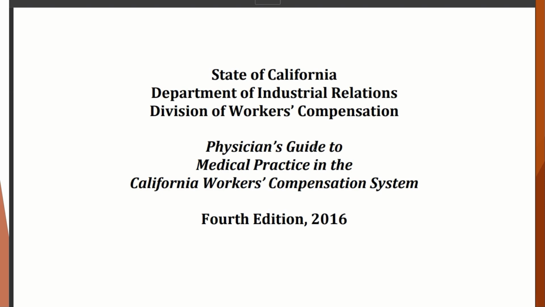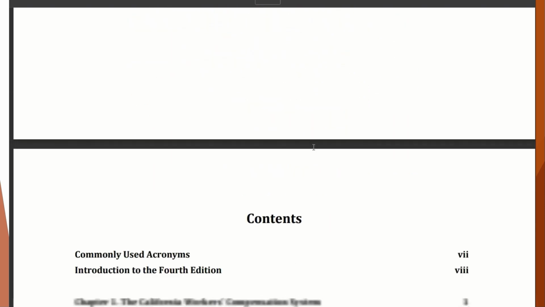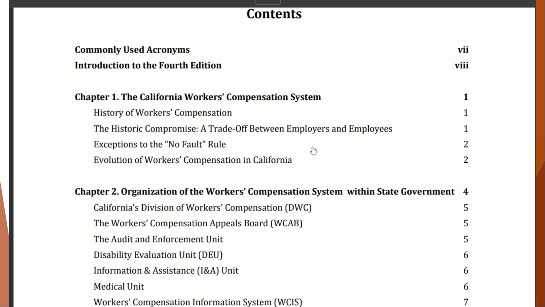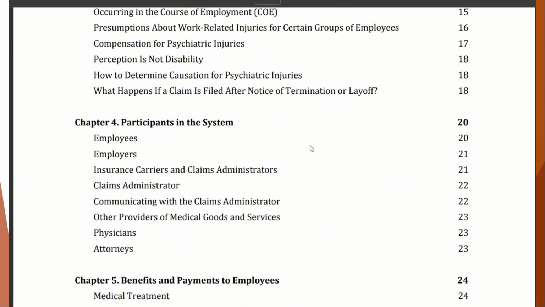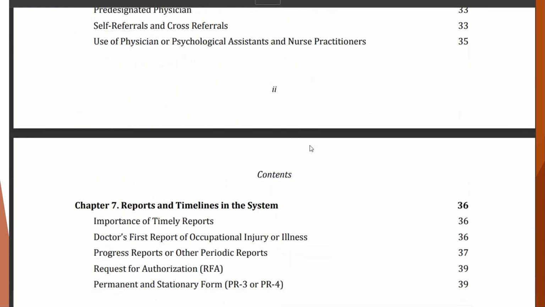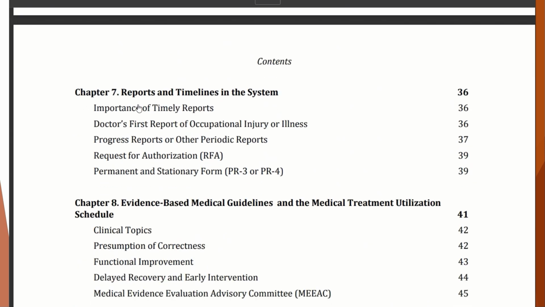So I want to point out a couple of things here in the 2016 Physician's Guide. If we go to the table of contents, with regards to report writing, there's a couple of chapters that are relevant to us as qualified medical evaluators. So the first one of which is Chapter 7 right here, which talks about reports and timelines in the system. And we're not going to review this chapter because for our purposes, most of the reports that they're talking about in this particular chapter have to deal with primary treating physicians, and we are the qualified medical evaluators. So all of these reports here are reports that are related to the primary treating physician.